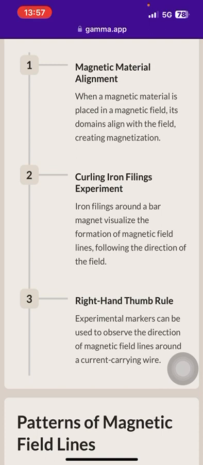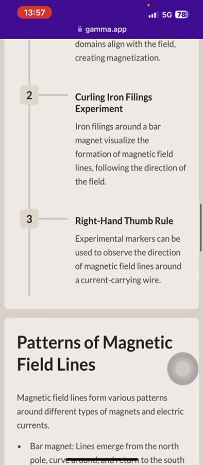So the right hand thumb rule. What is the right hand thumb rule? There are some rules, like the right hand thumb rule and left hand thumb rule, and Faraday's laws, all those. Experimental markers can be used to observe the direction of magnetic field lines around a current carrying conductor.